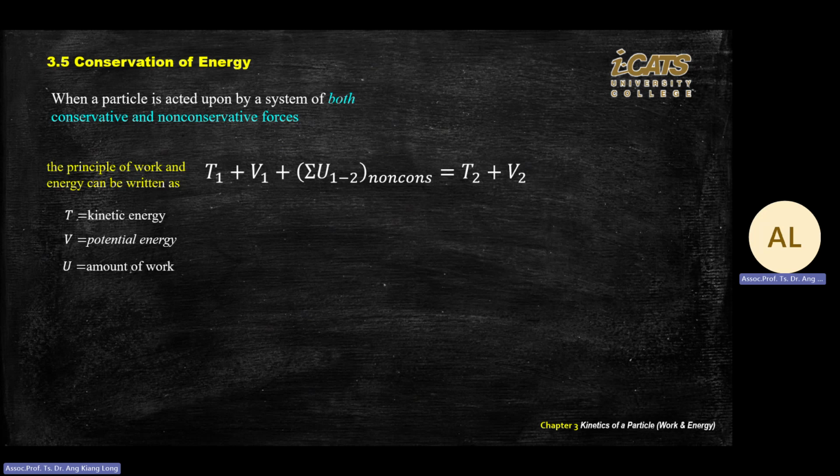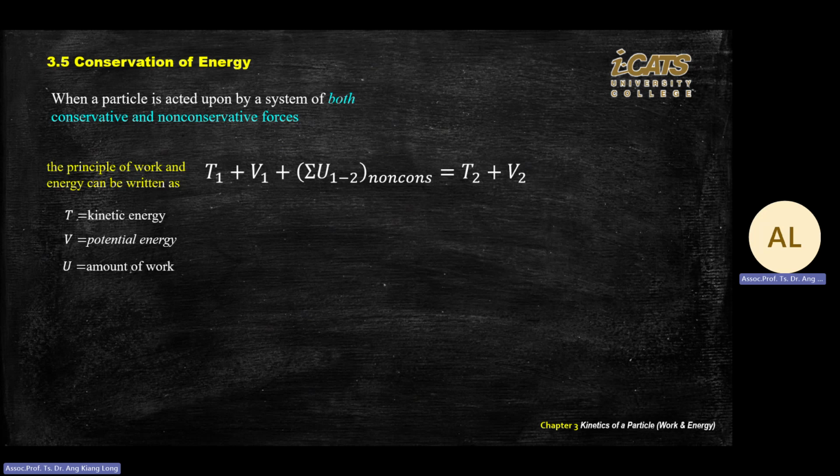So if you write the previous one, principle of work means you write work equal to work done, before minus after. So this is the structure of the equation. Energy before, T1 plus V1, V is the potential energy before, plus the work done.